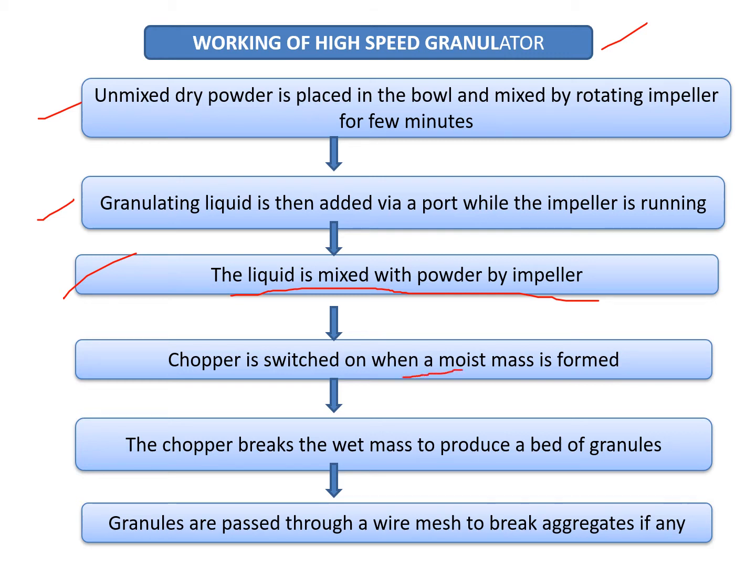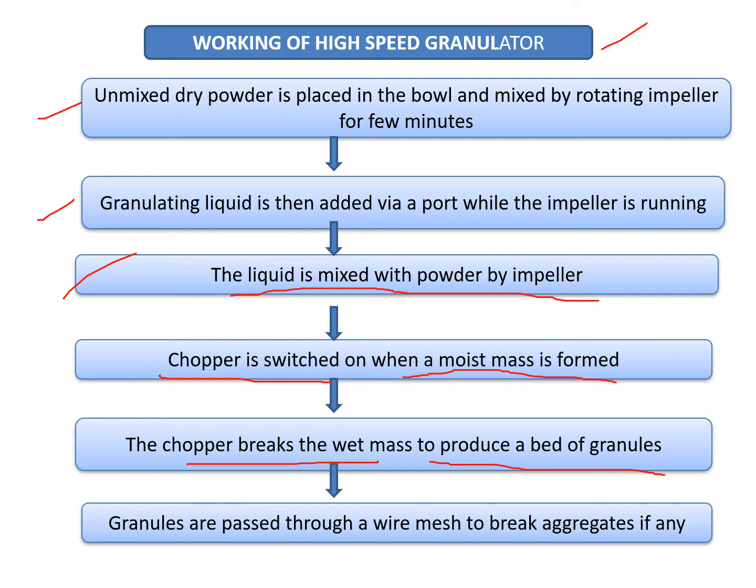When a moist mass is formed, the chopper is switched on. As soon as the moist mass is formed, the chopper is switched on. What does this chopper do? The chopper breaks the wet mass into a bed of granules. This chopper is breaking that wet mass into a bed of granules.